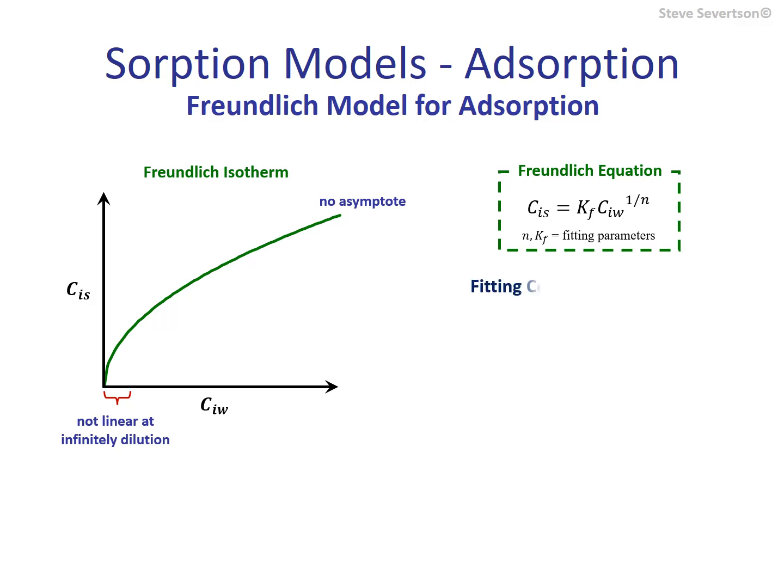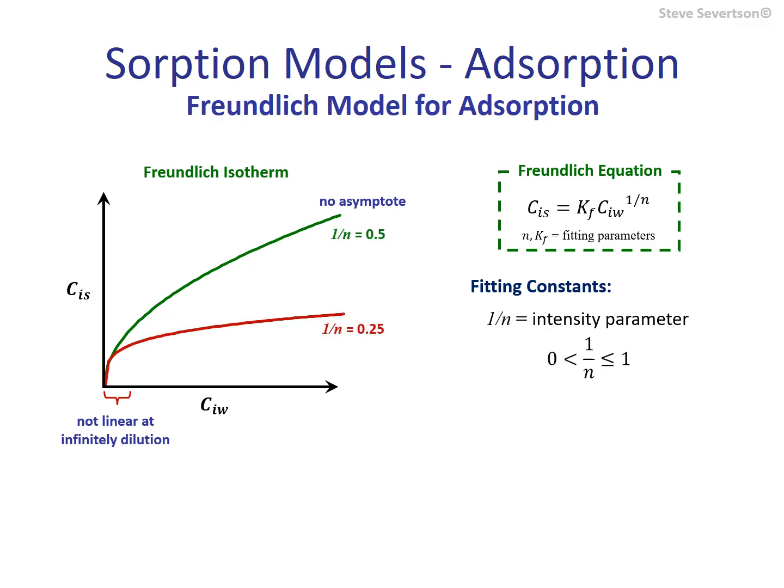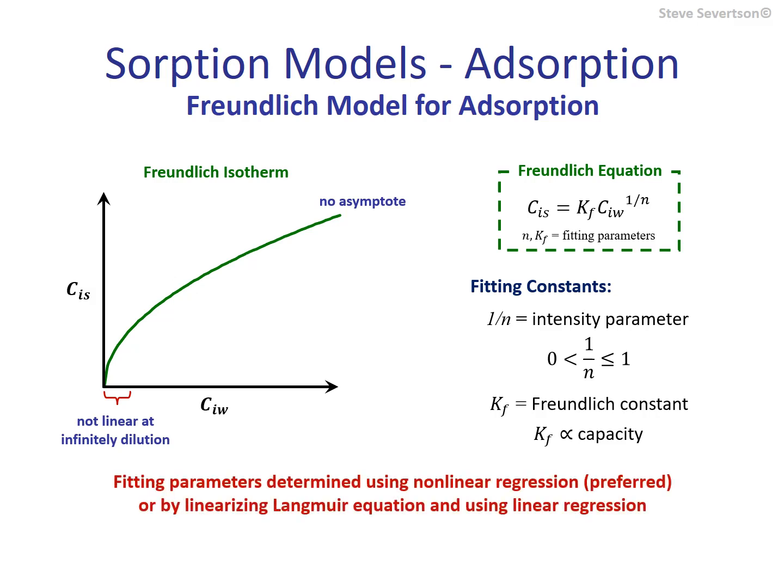The constant 1/n is known as the intensity factor. For the absorption of aqueous organic solutes to a solid phase, this value ranges between 0 and 1, with increasing values associated with stronger absorption. The Freundlich constant, Kf, is often found to be proportional to the sorbent capacity. The Freundlich equation is best fit using nonlinear regression, but it can also be linearized and fit.